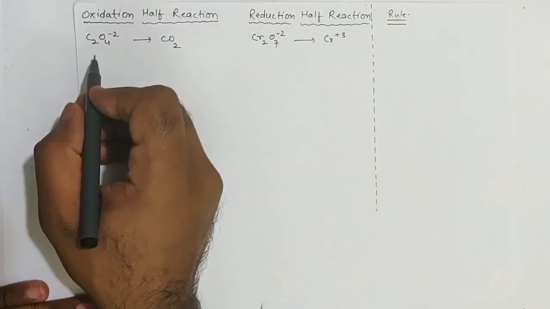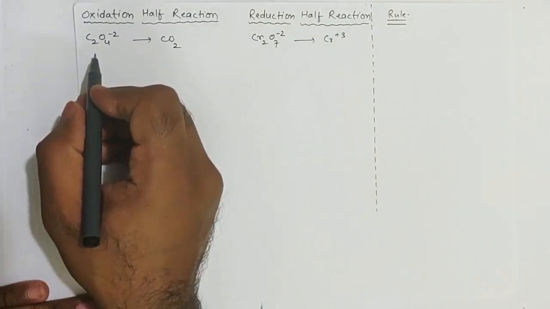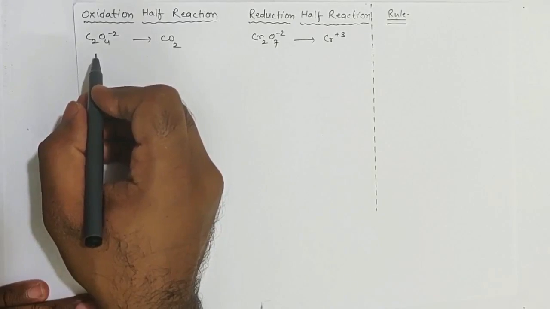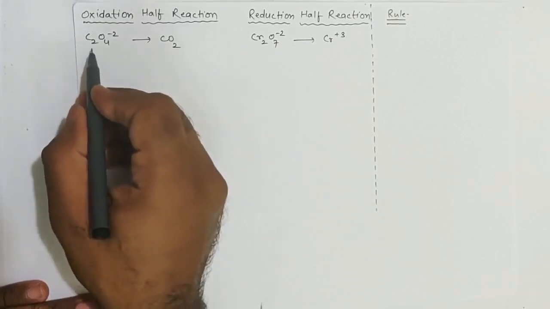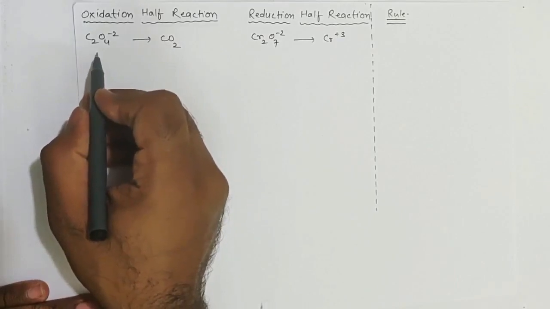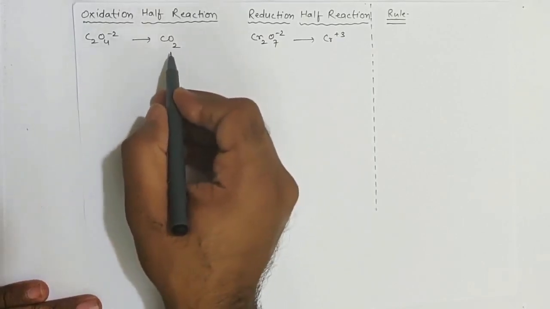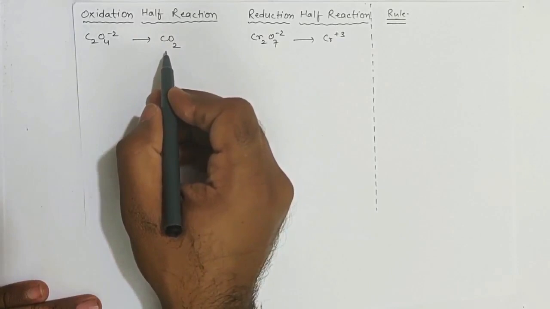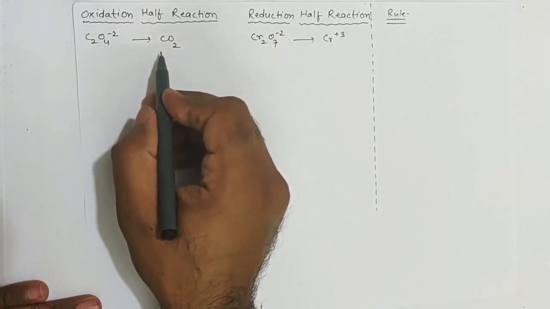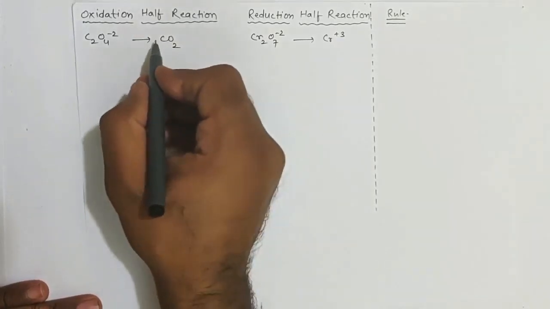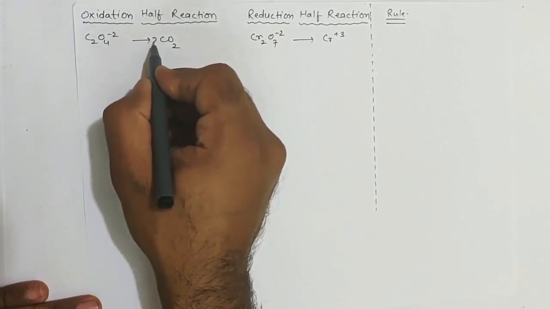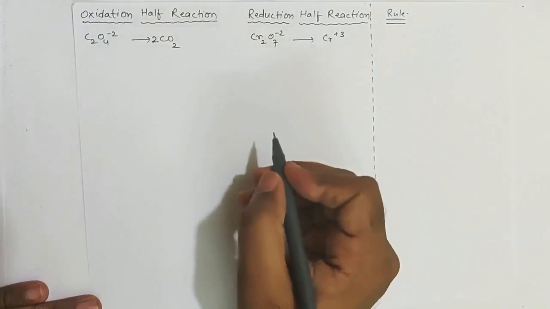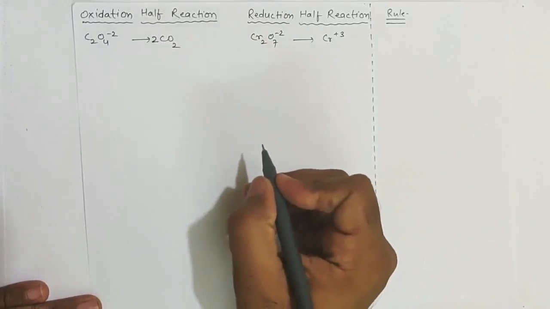So the first rule is that we will balance the number of atoms other than oxygen and hydrogen. In this reaction, there are 2 carbon atoms at the reactant side, and there is only 1 carbon atom present at the product side. So first we will balance the number of carbon atoms. We will multiply this equation by 2. Now the number of carbon atoms has been balanced.